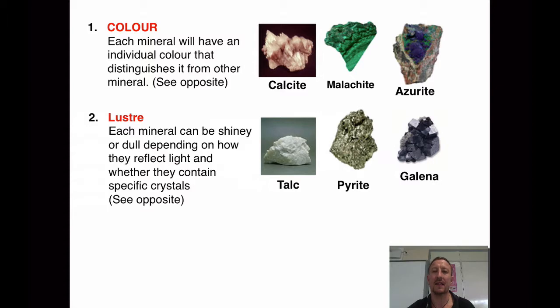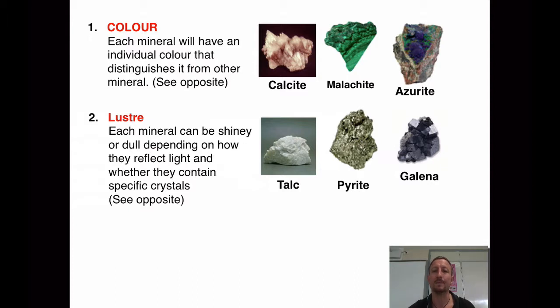We've then got luster. Now, luster looks at how well the crystals which make up the mineral reflect light. Now, in some cases, they reflect light really well, so we've got a high, shiny luster, and in some cases, they don't. So as a result, we get a dull luster. For example, talc on the left here, made up of very fine crystals, doesn't reflect light particularly well, so you would consider talc as a dull luster.